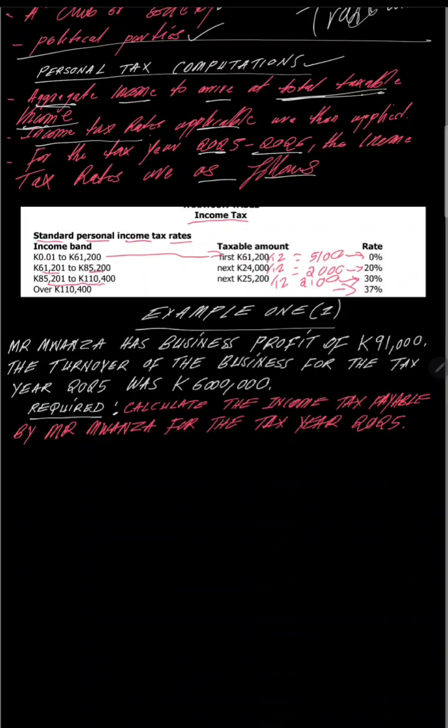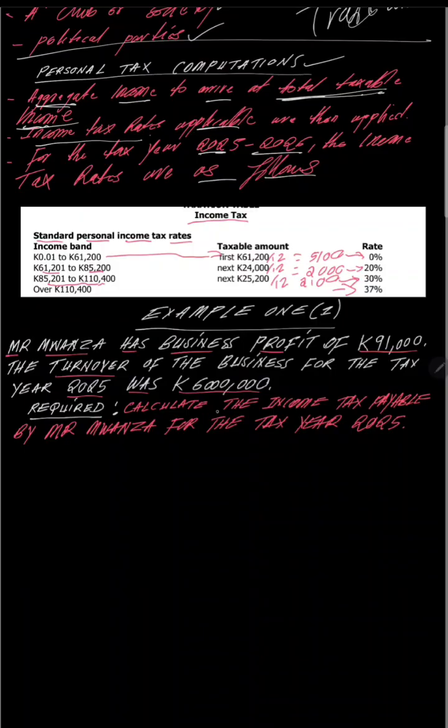Let's now look at an example so that you understand how to apply these rates. Let's look at this example. The example is saying Mr. Mwanza has business profit of 91,000. The turnover of the business for the tax year 2025 was 6 million.